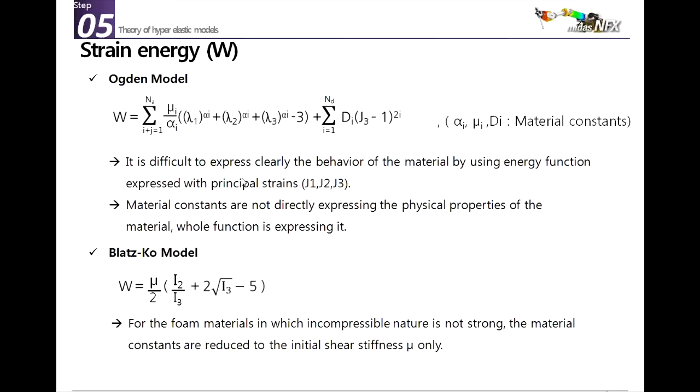It is difficult to express clearly the behavior of the material by using the energy function by the principal strains G1, G2, G3. So material constants are not directly expressing the physical property of the material, so the Mooney function is expressing it. It's a rather complex model. And the Blatz-Ko model can be used also for foam materials, for example, whose incompressible nature is too strong, so material constants are reduced to the initial shear stiffness only.